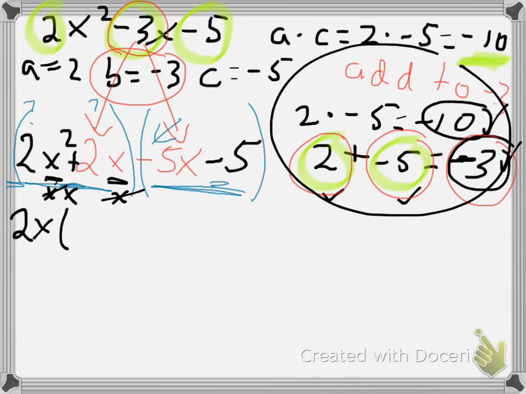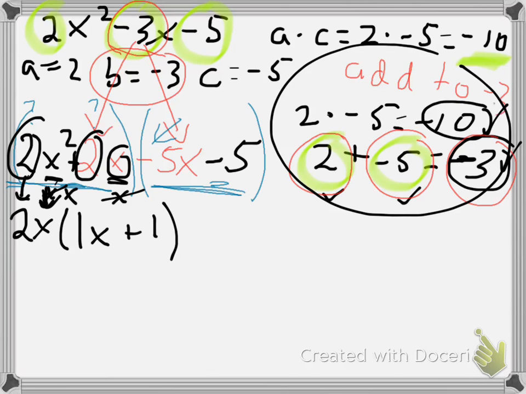Well, 2 divided by 2, because there's a 2 here, is 1. X squared divided by x is x. And then positive 2 divided by 2 is 1. And x divided by the x here is 1. So I'm going to erase a bunch of this stuff here.